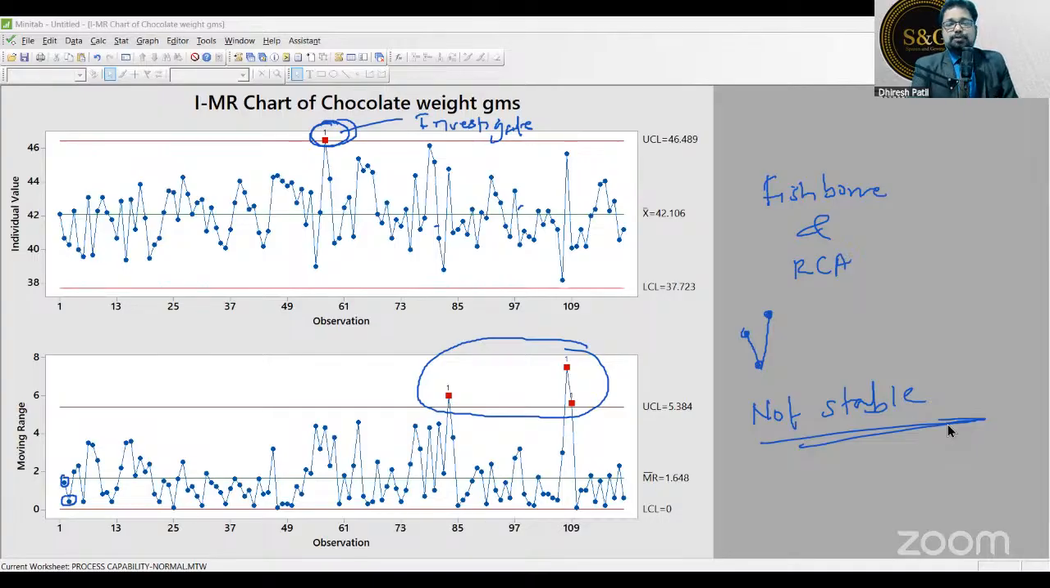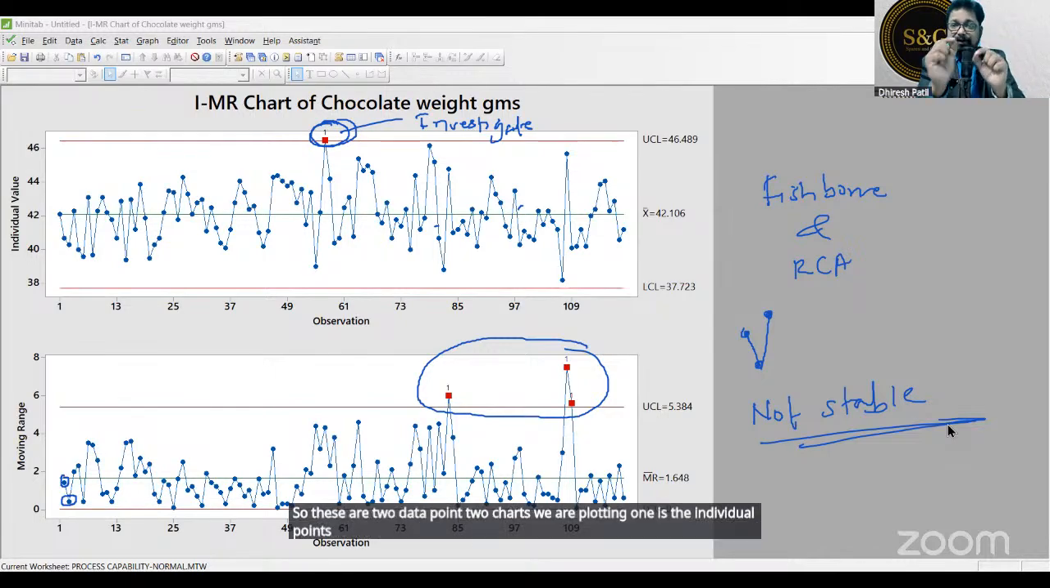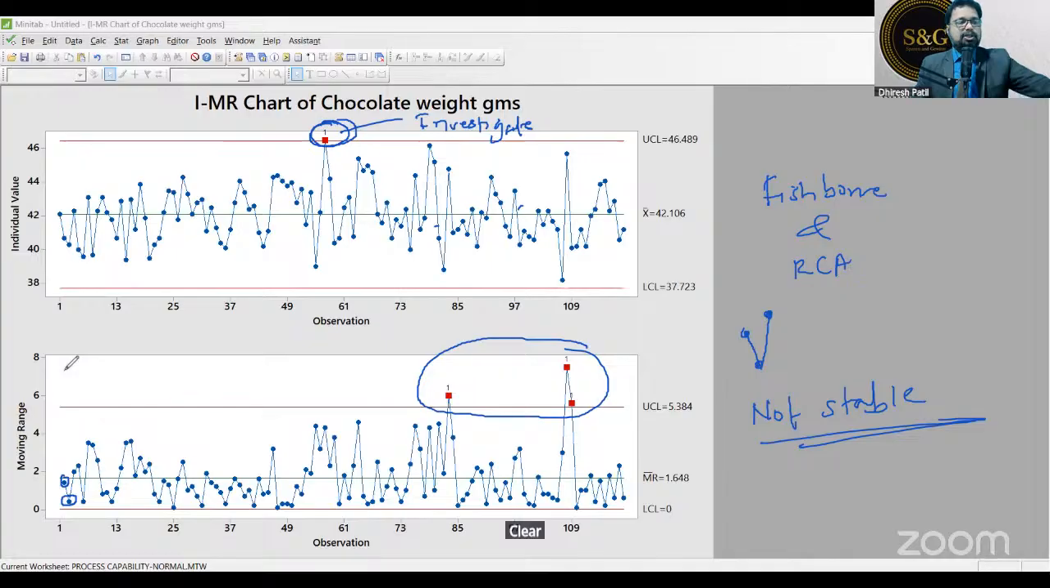Any doubt in this, please let me know in the chat box. So these are two charts we are plotting. One is the individual points, and then the consecutive differences of the individual data points are plotted in the MR chart. Clear? Just give me yes. Any doubt?